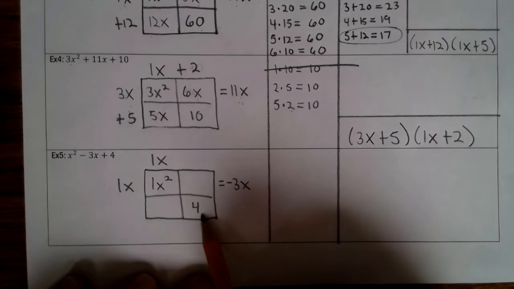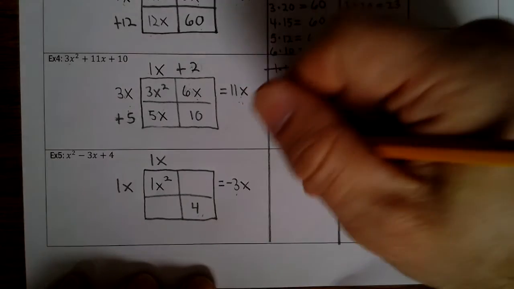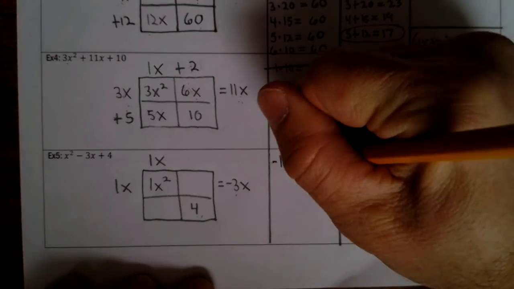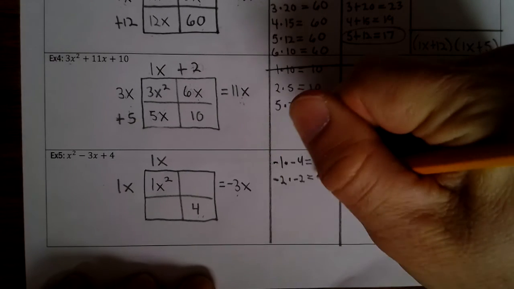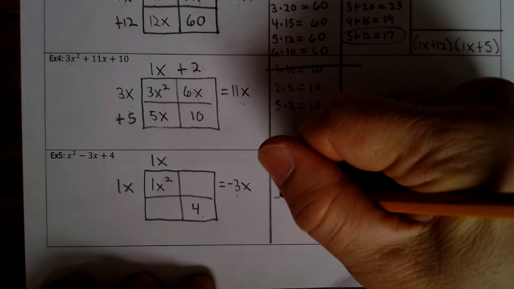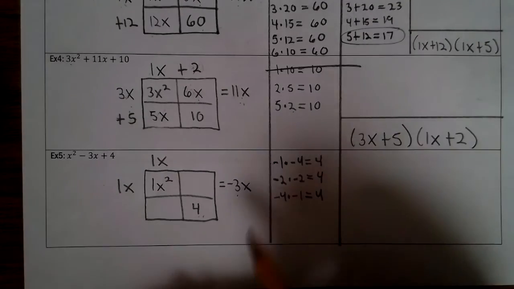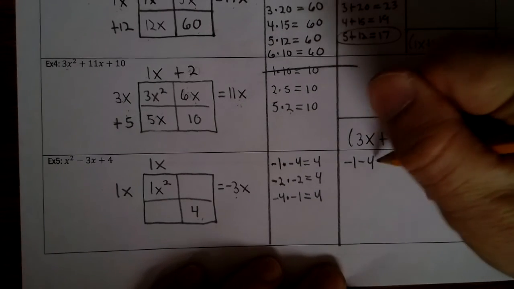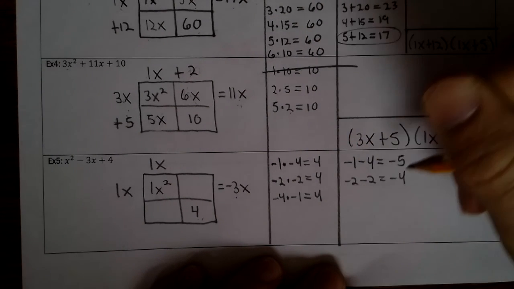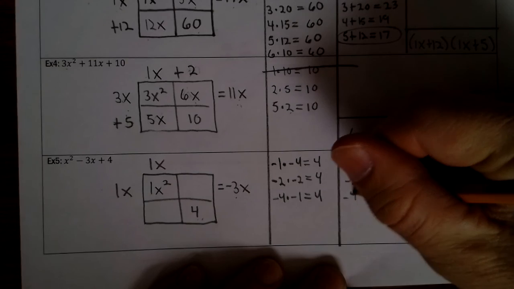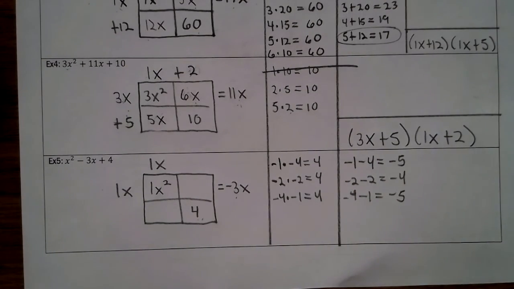So negative 1 times negative 4 is positive 4. Negative 2 times negative 2 is 4. And then negative 4 times negative 1 is 4. So now we try to find the combination that makes negative 3. So negative 1 minus 4 is negative 5. Negative 2 minus 2 is negative 4. And negative 4 minus 1 is negative 5. The reason why you always want to write down all the factors is for this reason. You've tried them all. None of them work. You stop. This is not factorable.